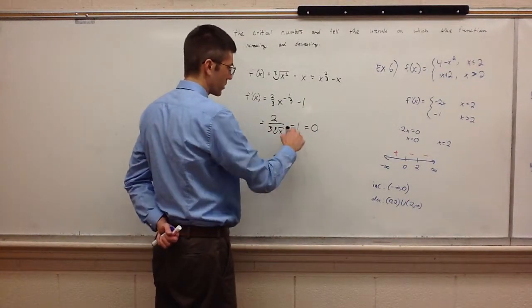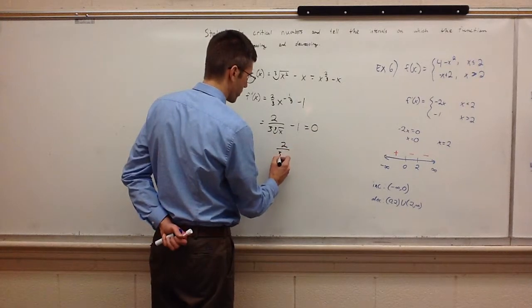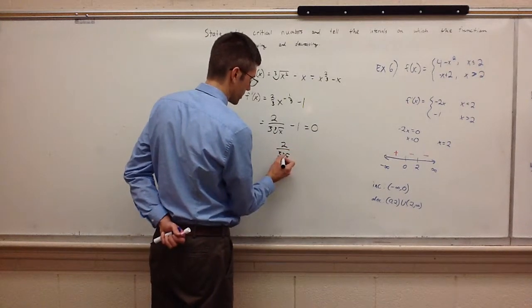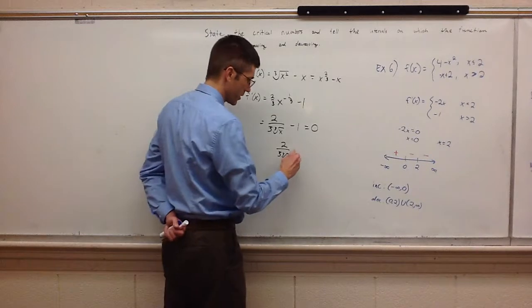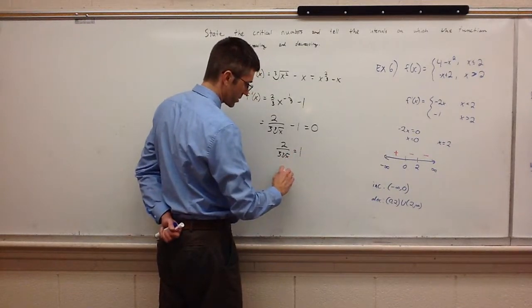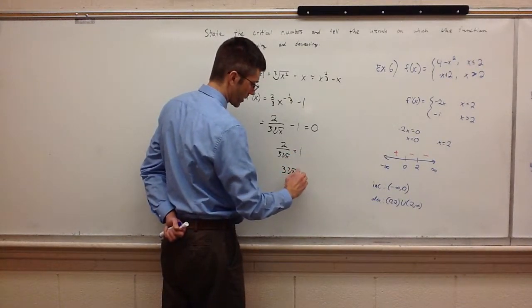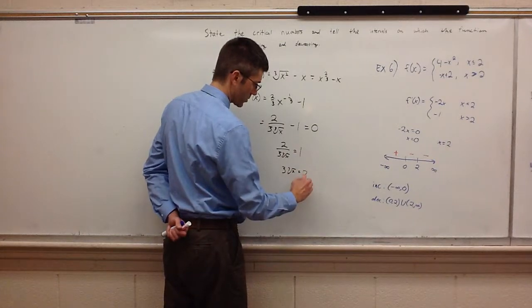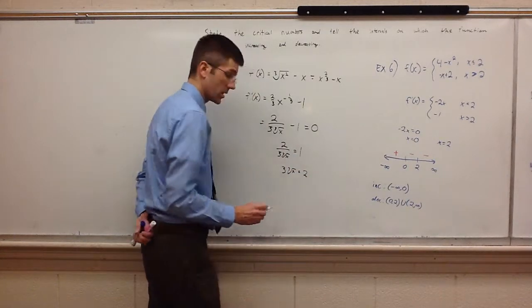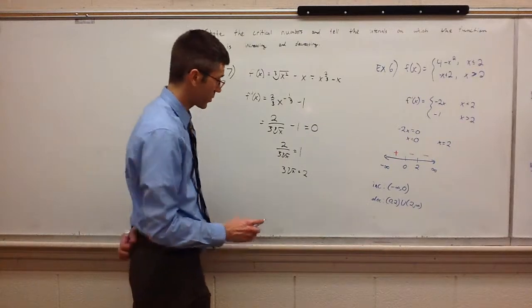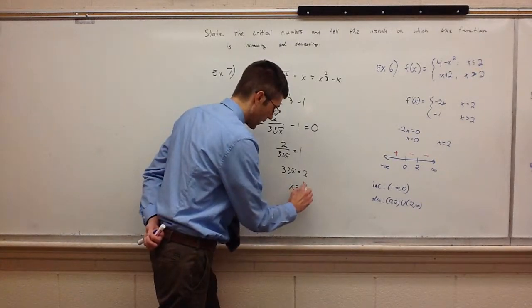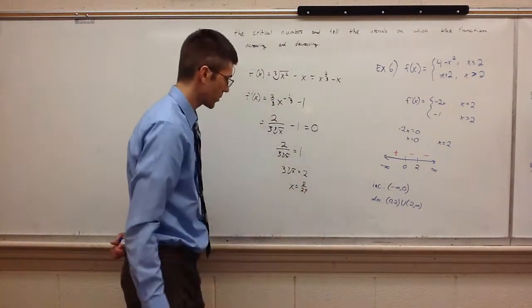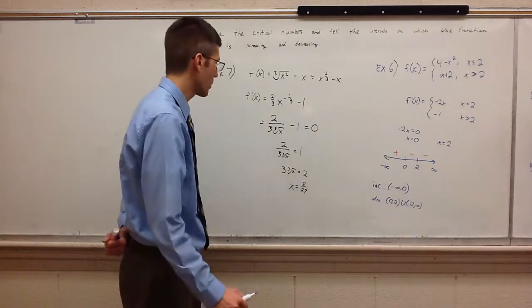Set the 1 to the other side, so we have 2 over 3 cube root of x. That's an ugly 3 again. I'm having a hard time with my 3's. And we will cross multiply, so 3 cube root of x times 1 equals 2. We will divide by 3 and then cube it, and that gives us 8 over 27. So x equals 8/27. That is somewhere between 0 and 1. That'll come in handy to know in a minute.